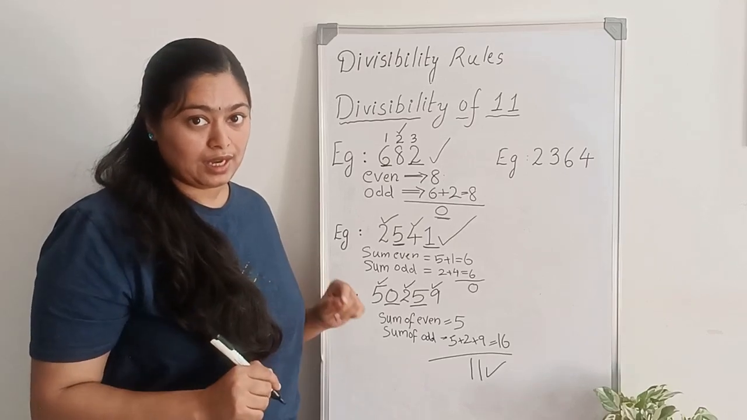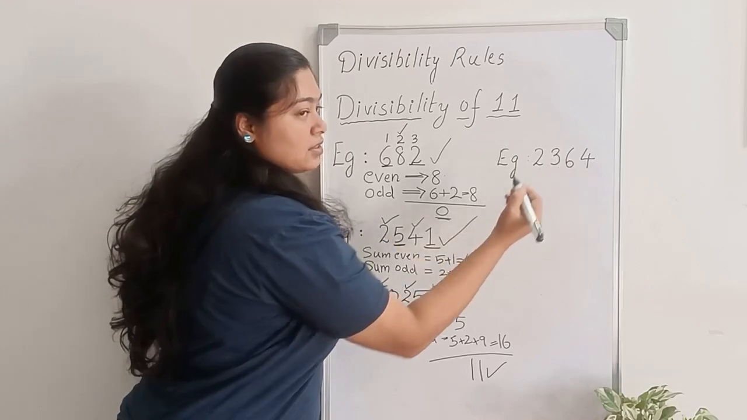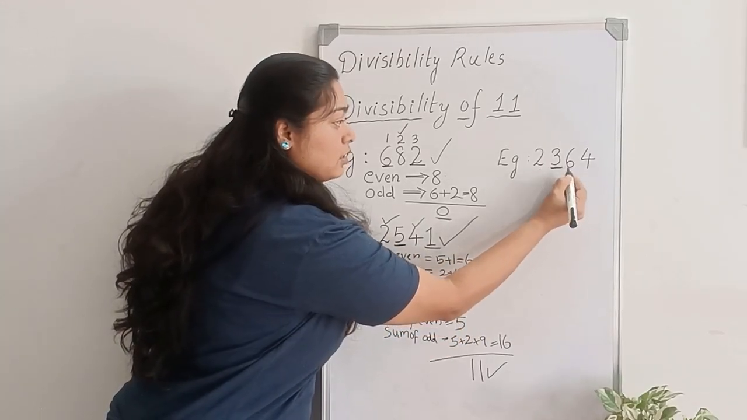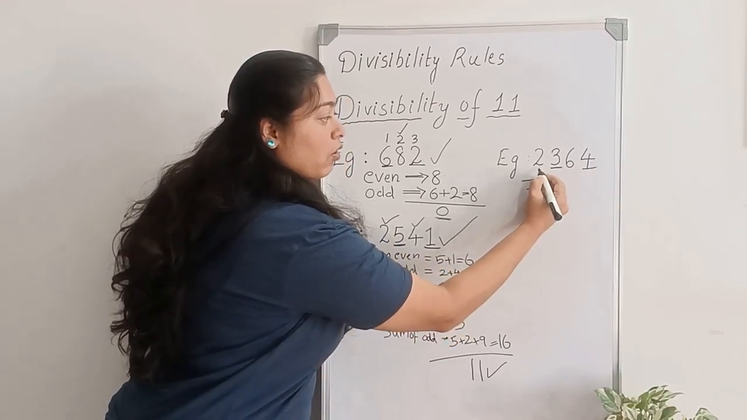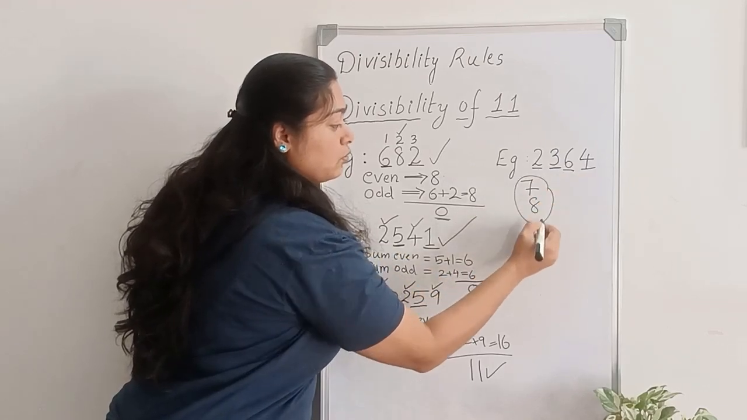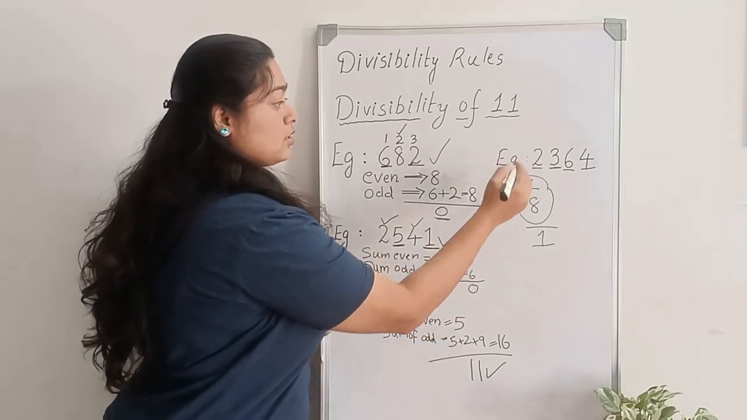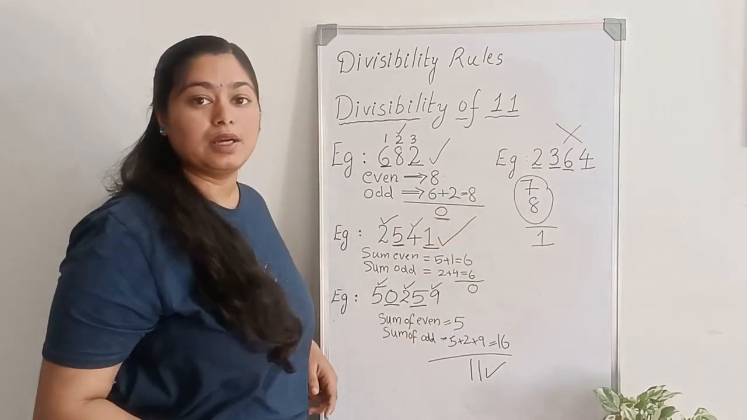Let's look into one last example. I have taken the number 2364. So as discussed, let's add the even places. 3 plus 4, it's 7. And the odd places, 2 plus 6, 8. And the difference, it's 1, which is not a multiple of 11. So this number 2364 is not divisible by 11.